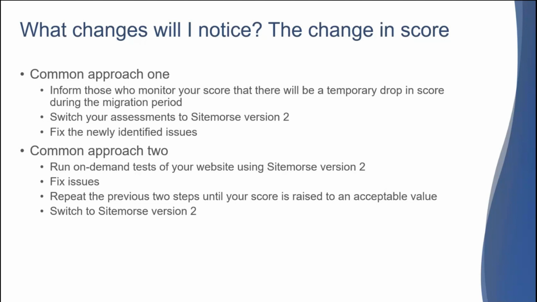Common approach number two, the sort of hide-from-it-a-little-bit approach, is instead of migrating across to Sitemorse 2, you run on-demand tests. And those of you who've done that will see there's a little checkbox that says run this test as Sitemorse 2. You run it on your website and you see what the differences are. And you go and fix the new things that we've found. Then you repeat the test again, you go fix the new things that we've found, and so on and so on, until everything is all fixed again, and you switch over to Sitemorse 2. So those are the two approaches.